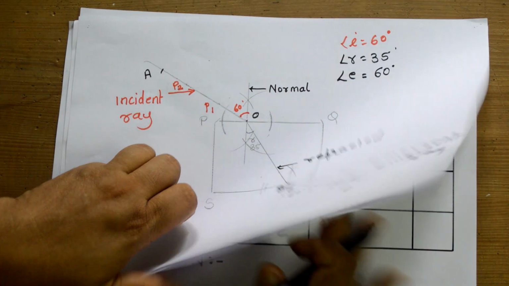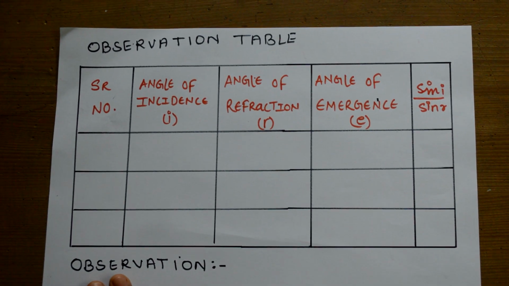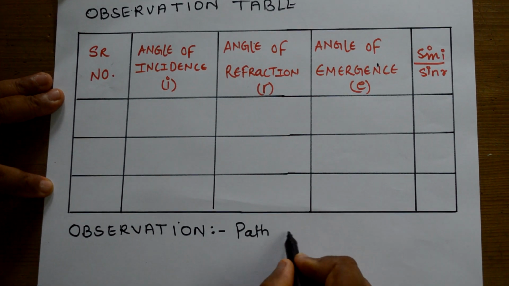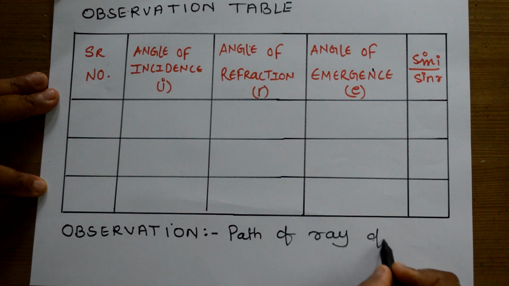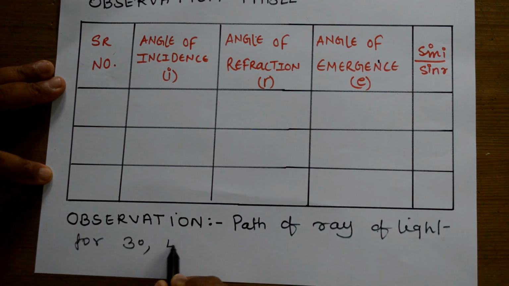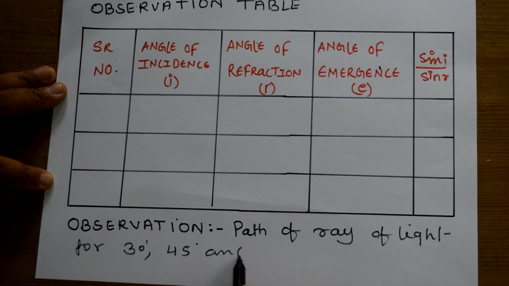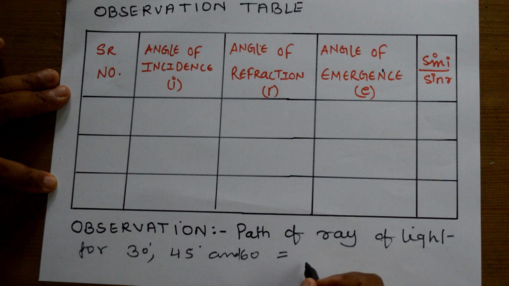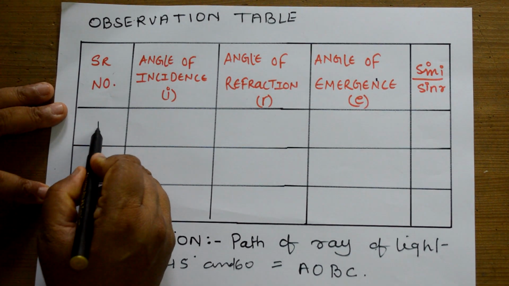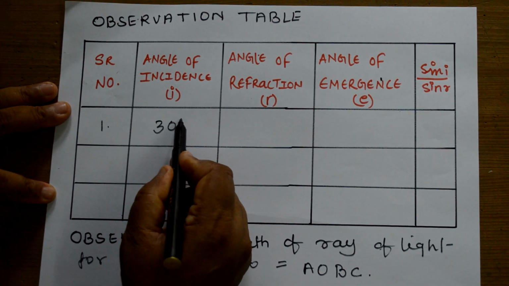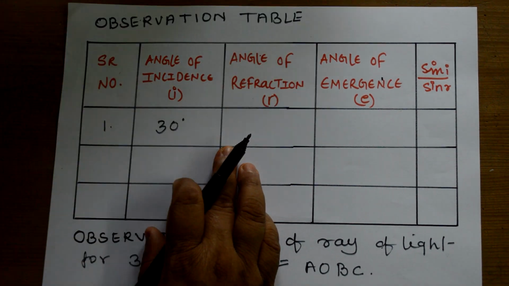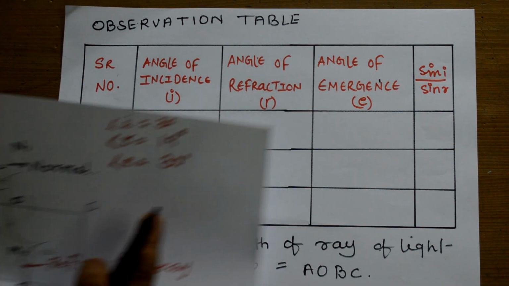Now we will be writing the observation. Path of ray of light for 30 degree, 45 degree and 60 degree is A, O, B, C, which you observed. Now for angle of incidence 30 degree, the angle of refraction is, we have done already children, 19 degree.